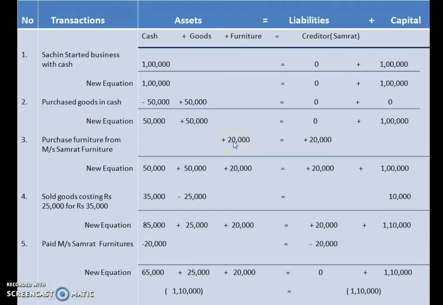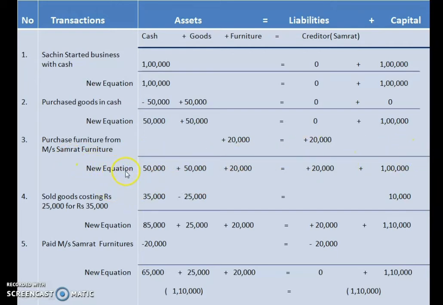And as you are not paying cash, so in the cash column you don't have to write anything. But you have to include this 20,000 under creditors because Samrat is your creditor. You have to pay Samrat 20,000 rupees for the purchase of furniture. So he is your creditor. So include him in the liability as creditors. Okay, 20,000. Now again this equation is over. This case is over. So close it by drawing a line.